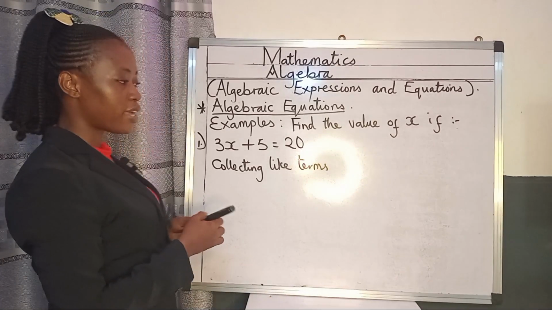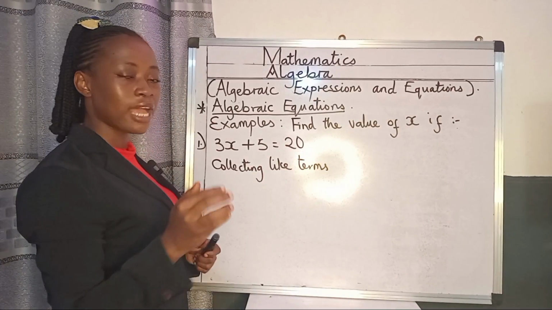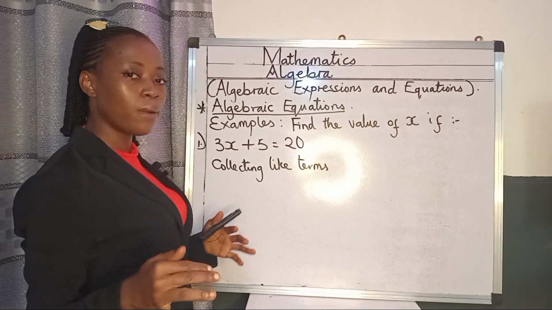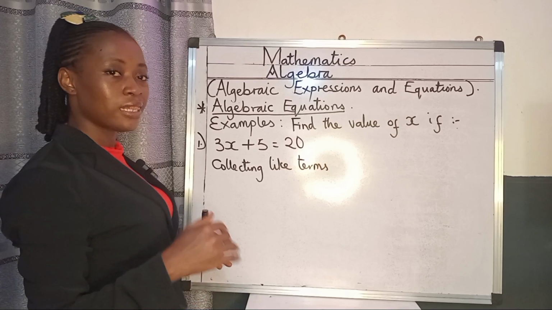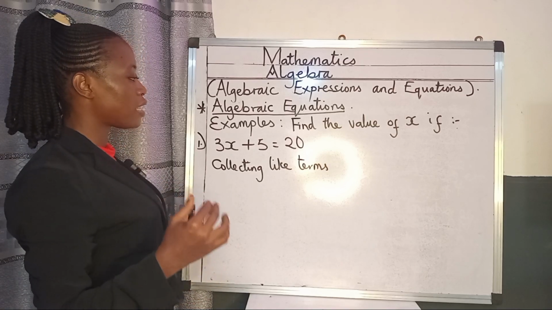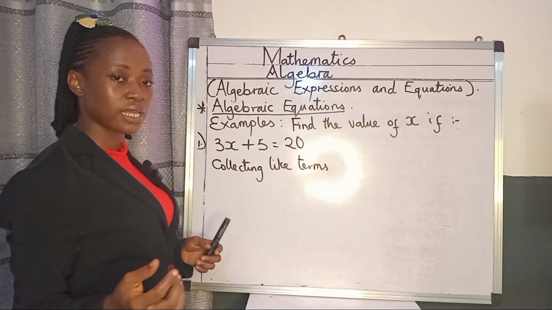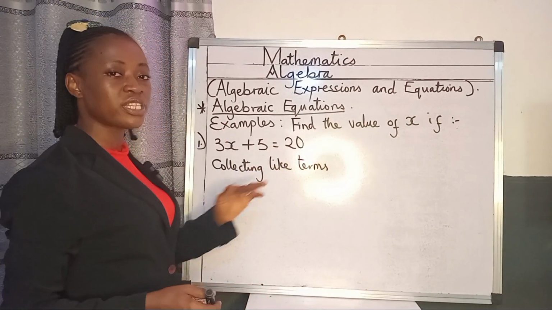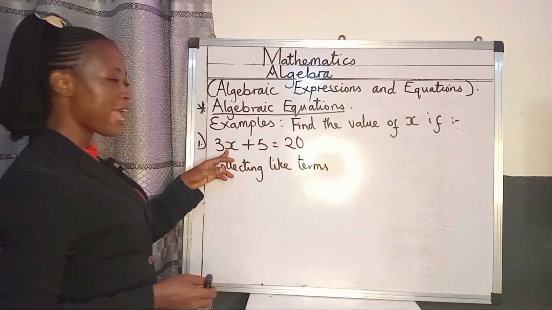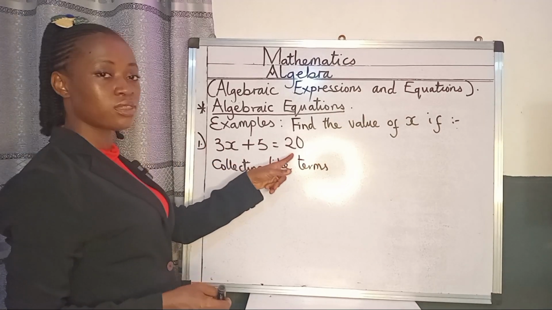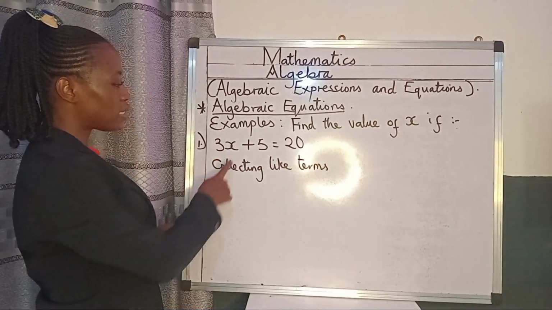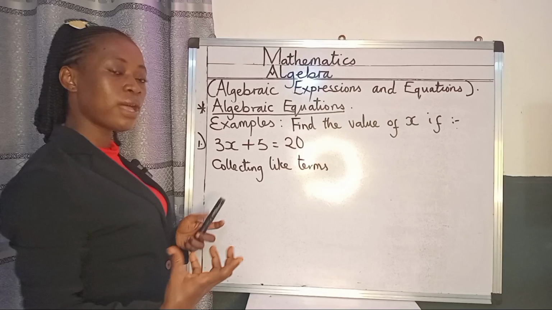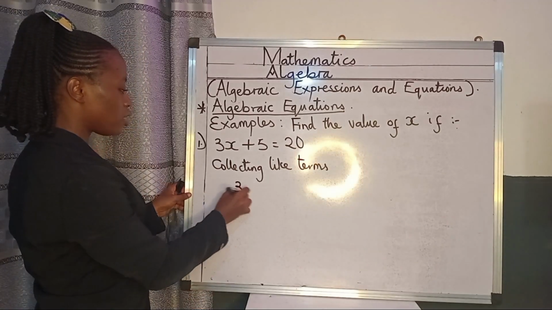now the like terms here are 5 and 20. They are like terms because they are numbers. Do you understand? Like terms, they have the same quality. So 5 is a number, 20 is a number. So 5 and 20 are like terms. Now 3x is an unlike term to 5 and 20 because this 3x has a letter attached to it. In other words, this 3x has to stand alone.